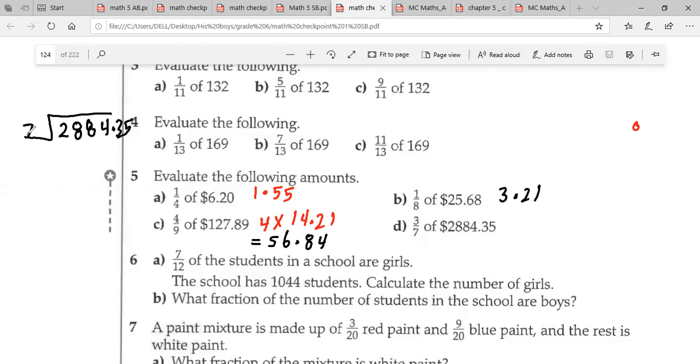Divided by 7. I'll take 28. 4 sevens is 28. You subtract, we get 0. And drop one digit, 8. It's 1. Multiply, 1 times 7 is 7. Subtract, equal 1. We drop 4, equal 14. It's 2. Excellent. You multiply, don't forget. 2 multiplied by 7 is 14.